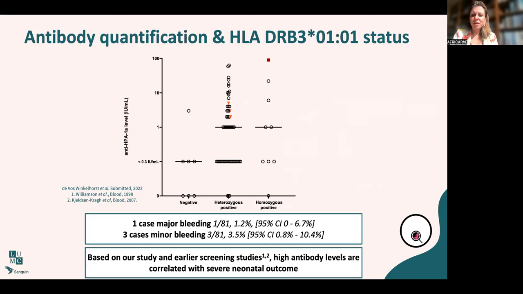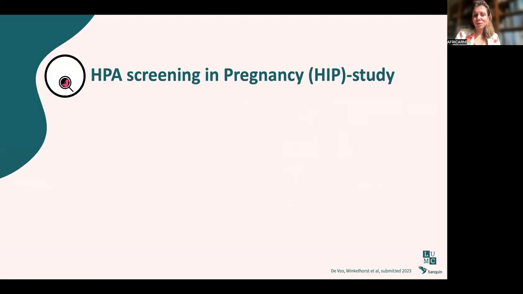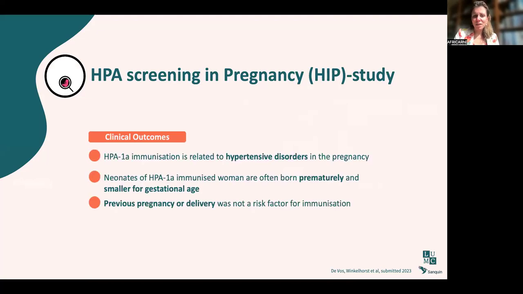Interestingly, the number of pregnancies or previous births was not a risk factor of developing HPA-1a antibodies. How this comes about is a subject for discussion and future research, because I think what we still believe is that there's many unknowns about FNAIT.